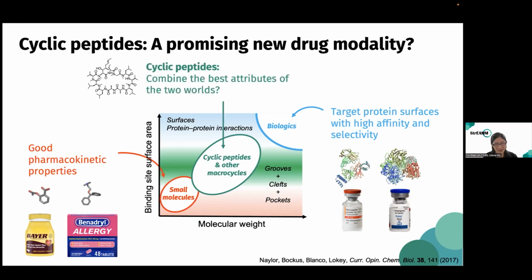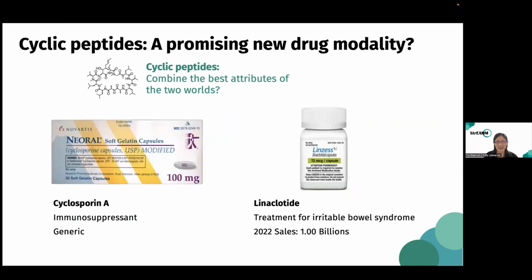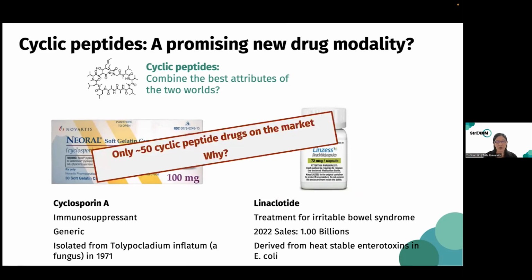Then cyclic peptides are these things in the middle. It turns out that there are fungi and bacteria that will make these cyclized peptide molecules. So people found out that, hey, these molecules can actually target large protein surfaces. They also can be orally bioavailable. So don't these molecules just combine the best attributes of the two worlds? There are indeed some examples of cyclic peptides on the market. However, there are only about 50 of them, and most of them are actually natural products or derivatives.